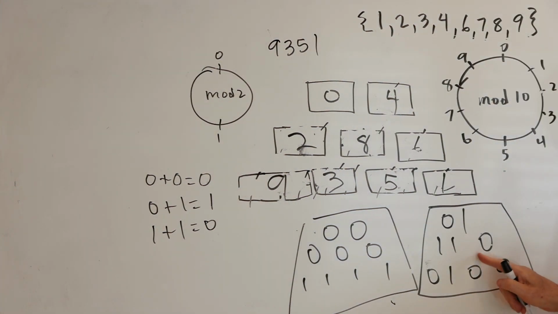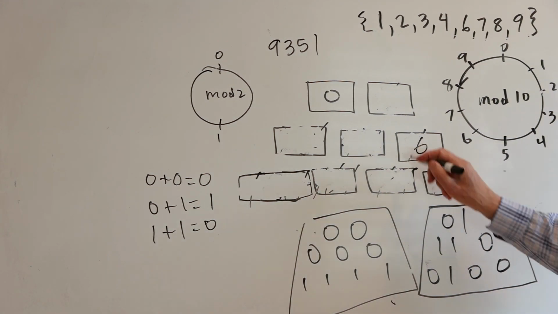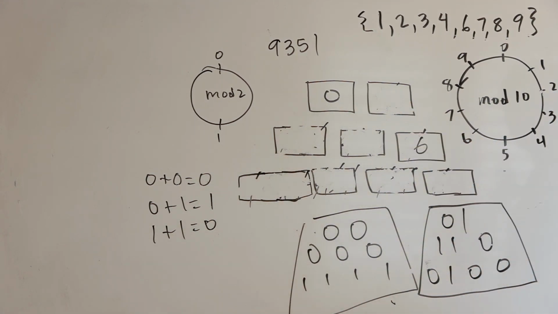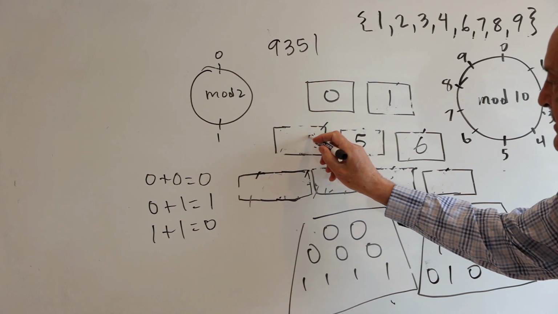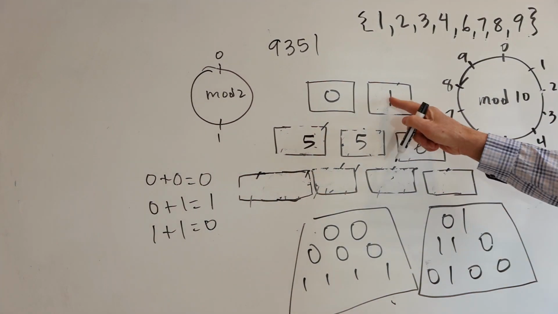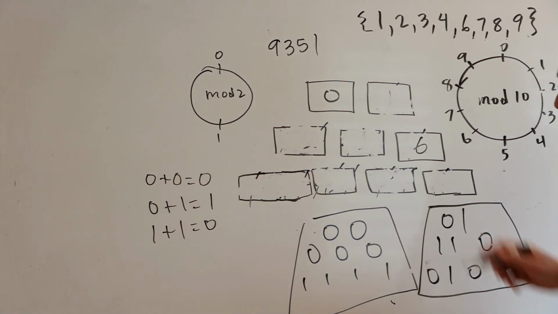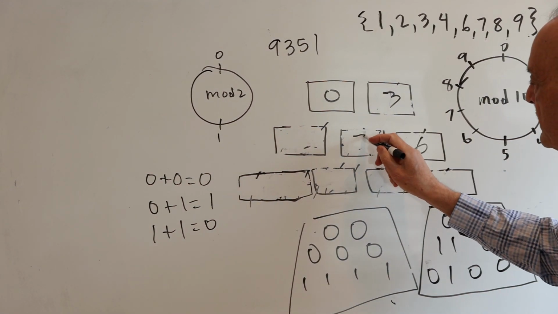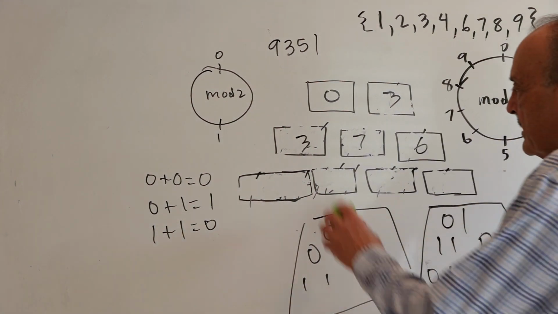Let's try this other template and see if we get a solution. So we know this is 6. Let's try different odd numbers here. So let's try 1. That would make this 5 and make this also 5. So 1 doesn't work. Let's try 3. This is 3, this is 7, and this is also 3. So 3 doesn't work. Let's try 5.